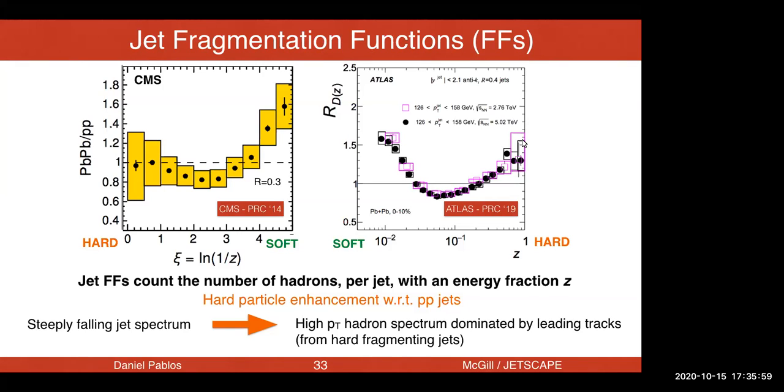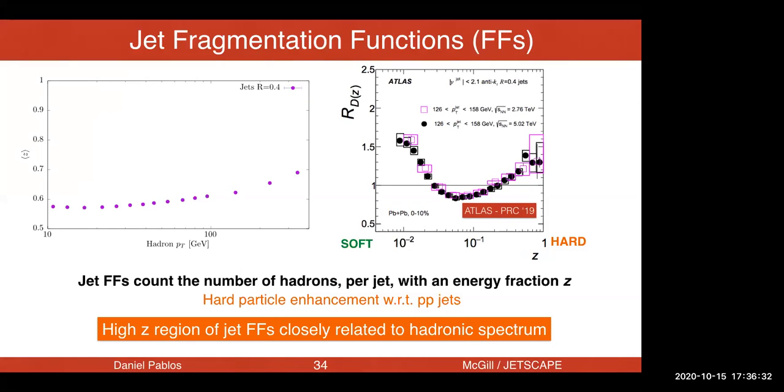So given that there's a steeply falling jet spectrum, it's very likely that the hadron spectrum at high pT, the hadron spectrum itself, is dominated by the leading tracks from the hard fragmenting jets. Again, it's because of the steeply falling jet spectrum. It's more likely to get a high pT hadron from a jet that fragmented hard, which means low fragmentation, than getting it from a higher pT jet that fragmented widely.